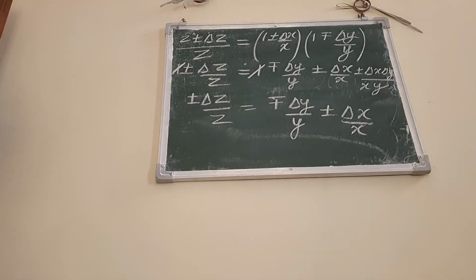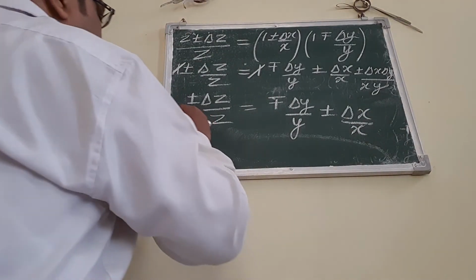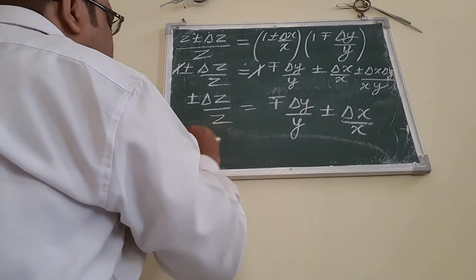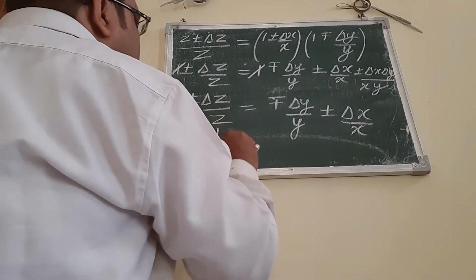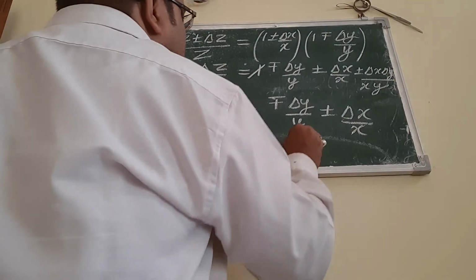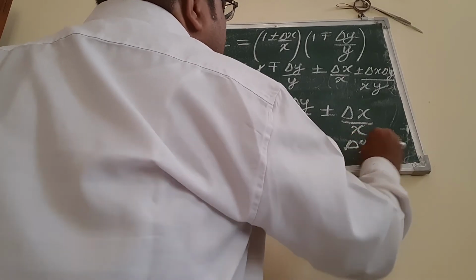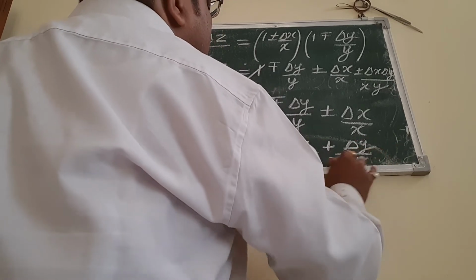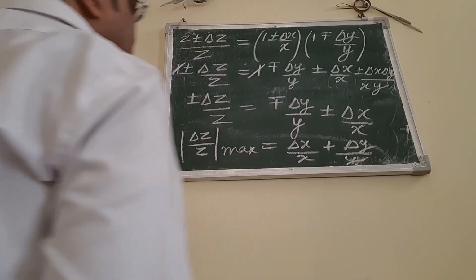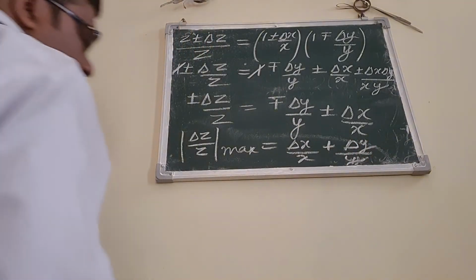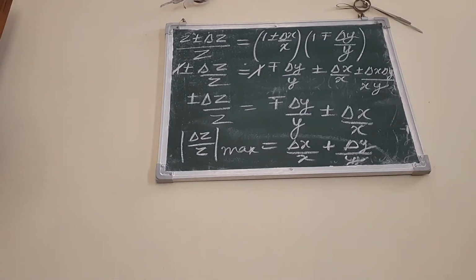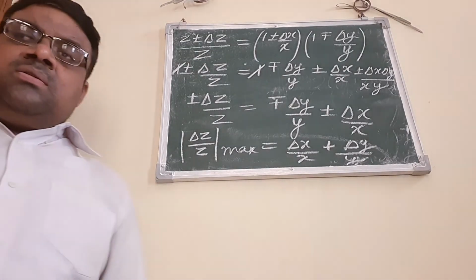So now for the maximum error, taking the positive sign, delta z upon z maximum equal to delta x upon x plus delta y upon y. So this is our final expression. You all can note it down. I think you might have understood.